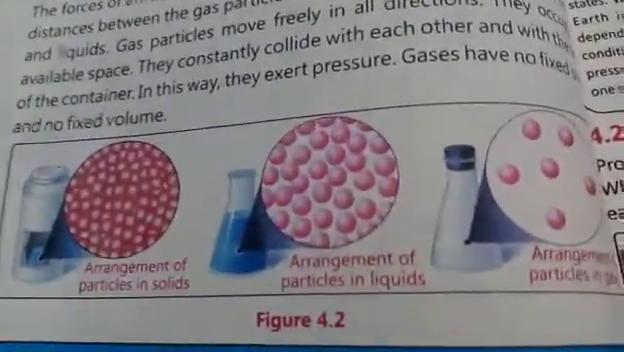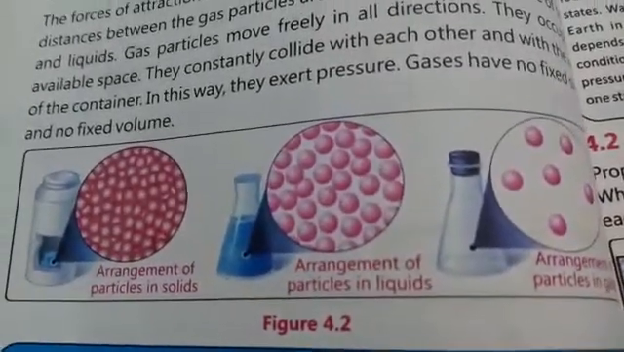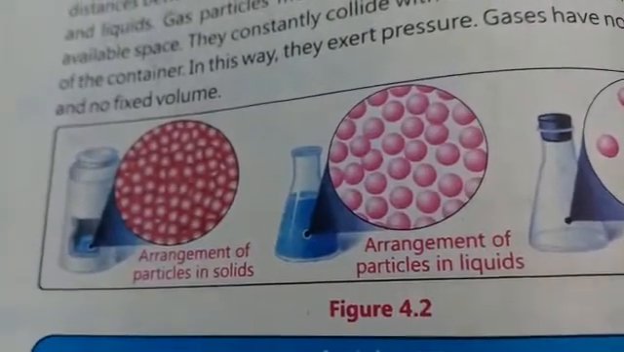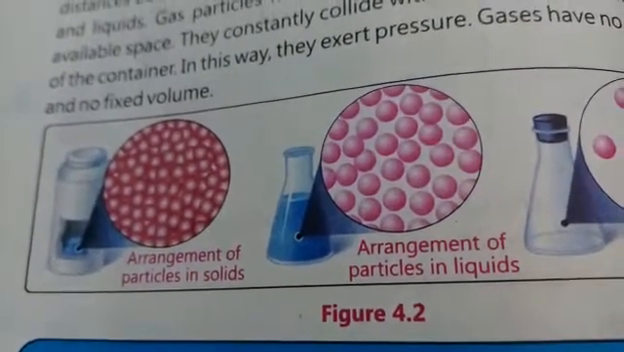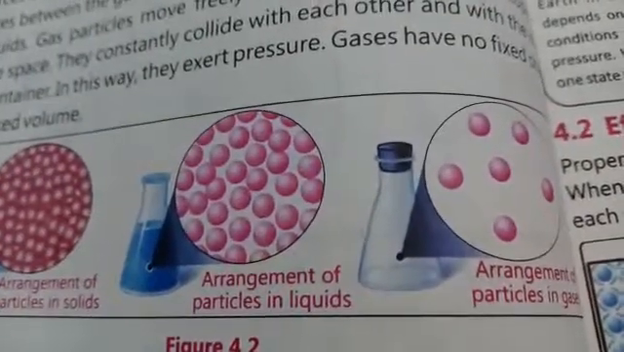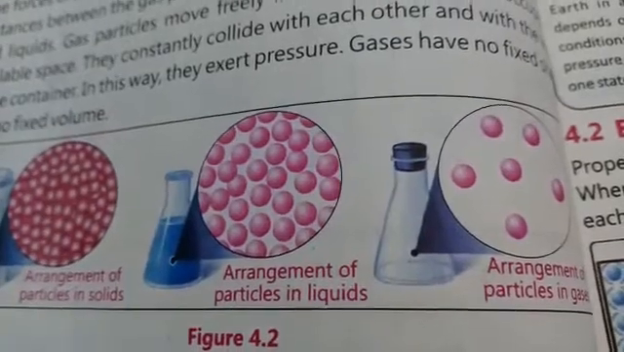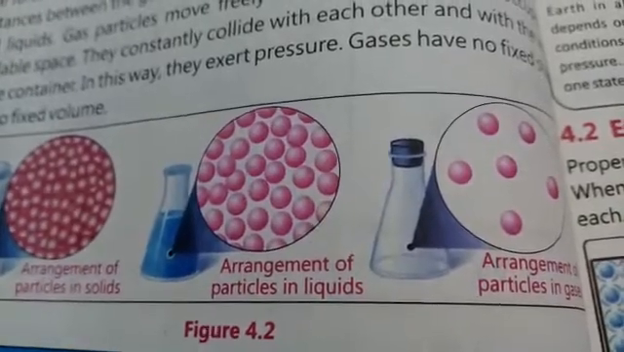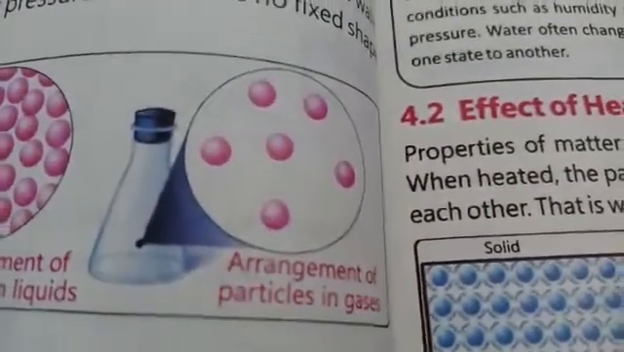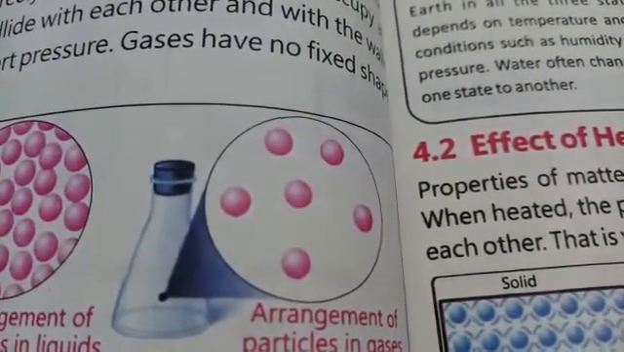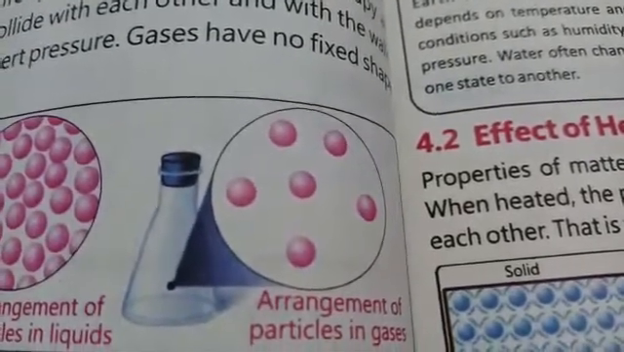Now here is another picture. First of all you see the particles of solids. These are too close to one another and tightly packed. Here is the arrangement of particles in case of liquids: the particles are not so close to one another. In the case of gas particles, there are great distances between the particles. They can move freely in every direction.